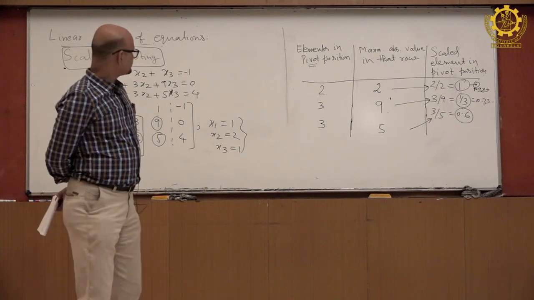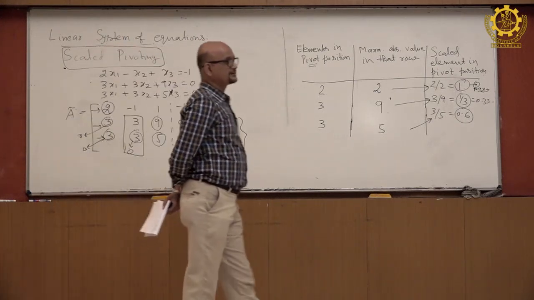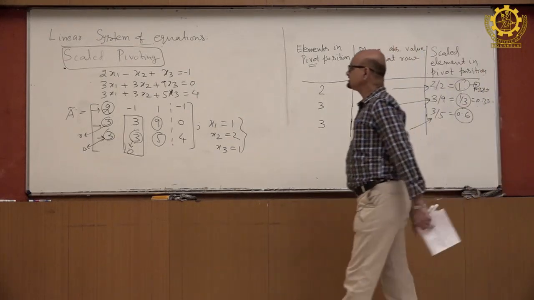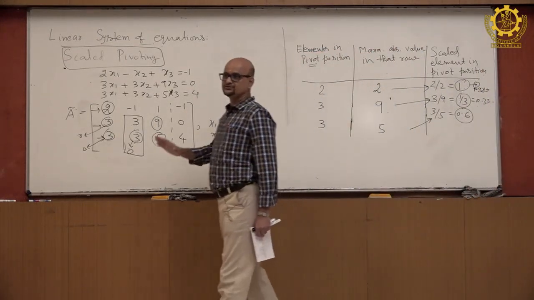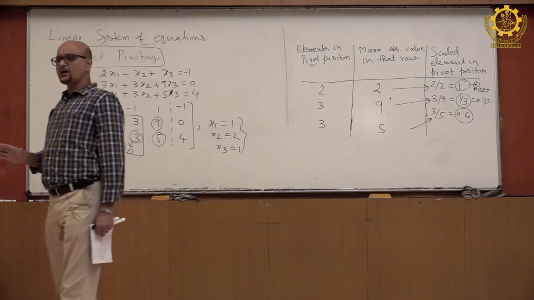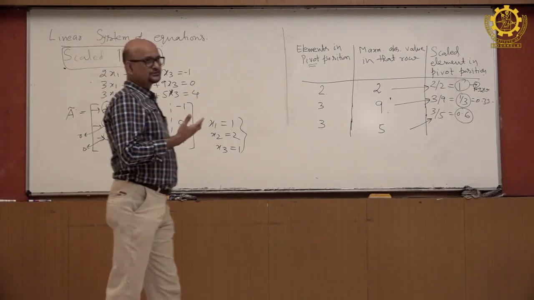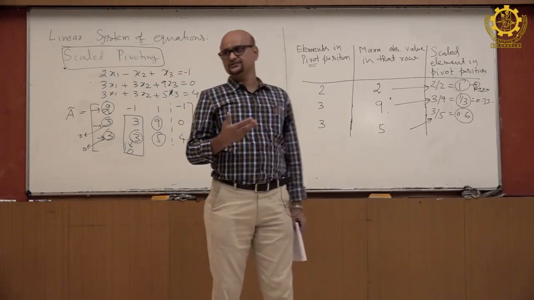Okay? So in this way we have discussed 2 pivoting techniques. One is your partial pivoting and the other one is scaled pivoting. There are other procedures also about the pivoting. We will not do that, but we will now switch to other methods for solving the linear system of equations.